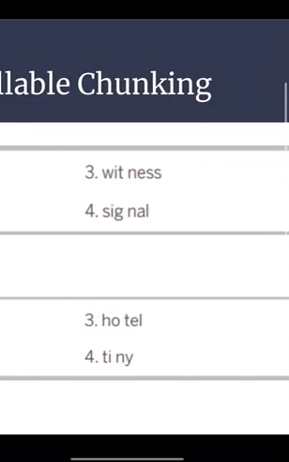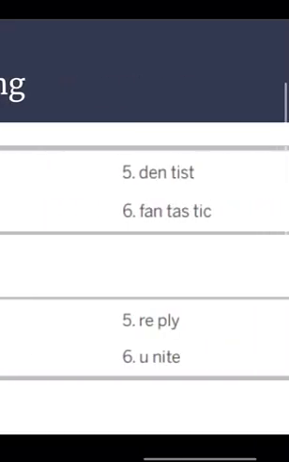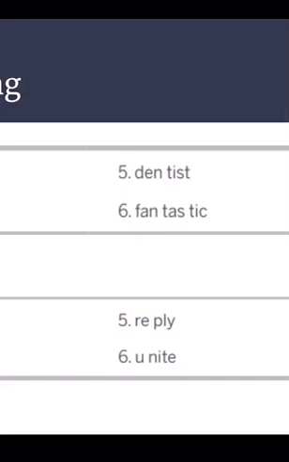Okay, number 2, we have magnet. Number 3, witness. 4, signal. 5, dentist. We all see the short vowel sounds in dentist. What are they? That's right, E and I. Dentist. Oh, why is number 6 chunked 3 times? Does anybody know? That's right, there are 3 short vowel sounds in fantastic. Can you find them?